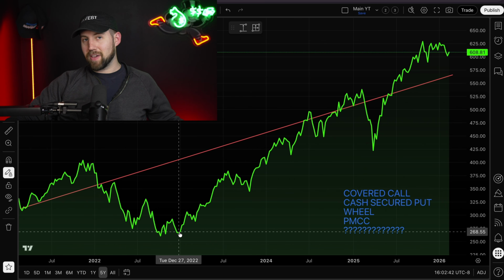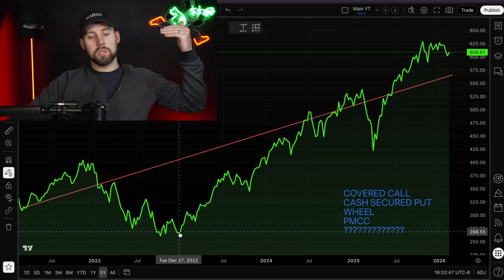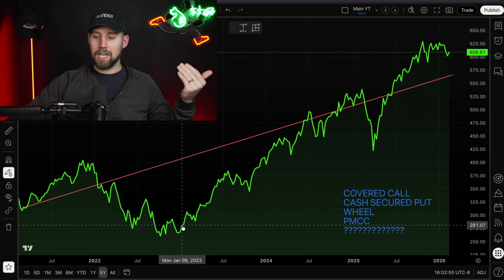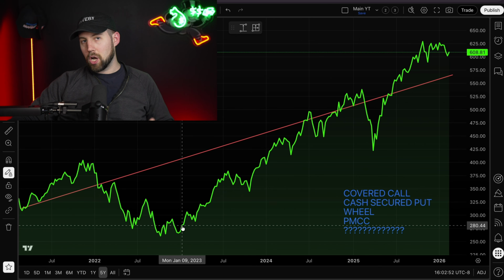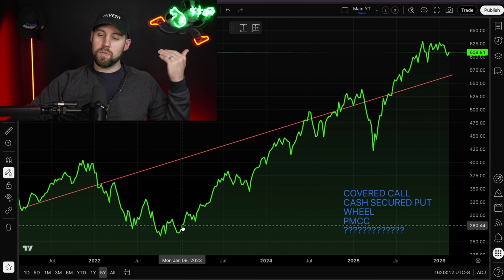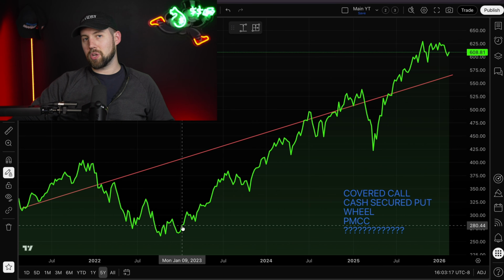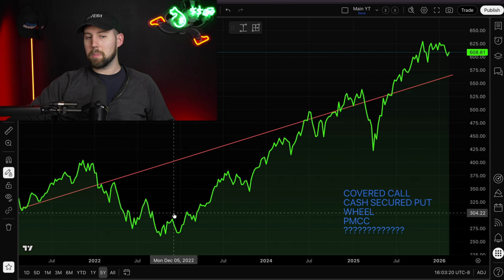You basically have cash in your account, and if you look at the right hand side, it's a $268 share price right here. So let's just say you sell a $280 strike price put right here. Each contract that you sell, you're going to have $280 times 100 shares in cash in your account to secure the trade. So that's going to be $28,000 per contract. But remember, we're only selling puts when we're bullish, right? We want the share price to go up or stay flat or just not really go down that much.